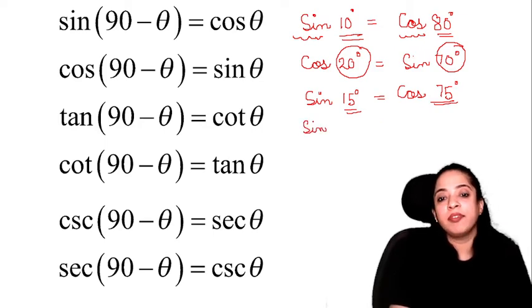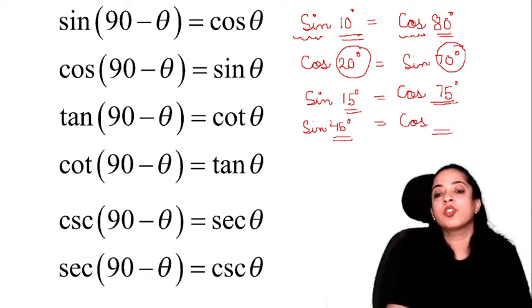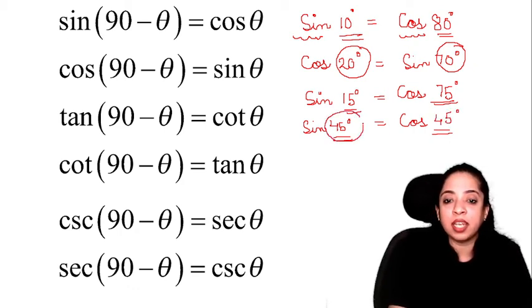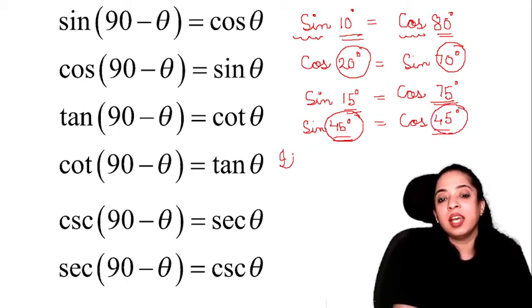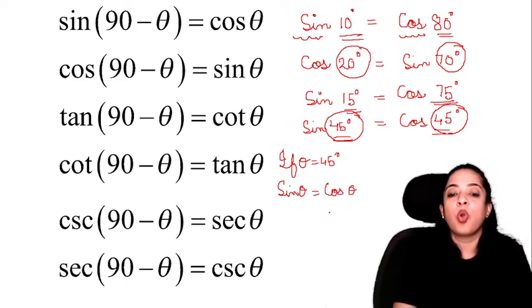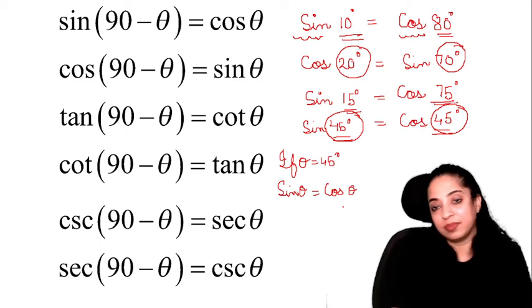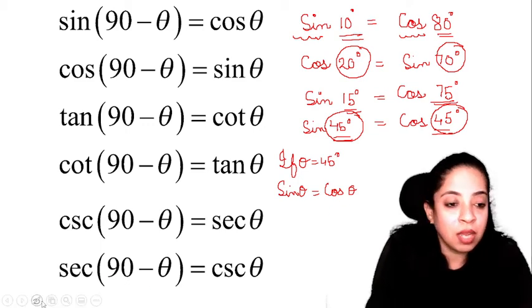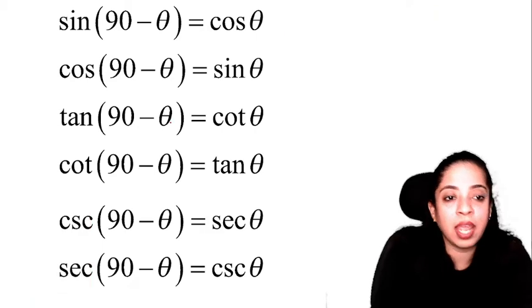Now, very interestingly, if you take sine 45 degree, what will it be? It will be cos, and this is 45. So what number should come here so that the sum is 90? 45. So 45 is the only angle where sine and cos are the same. If theta is equal to 45 degree, then sine theta will be equal to cos theta. Otherwise, sine theta is equal to cos 90 minus theta. Correct? The same holds true for all the other angles also.